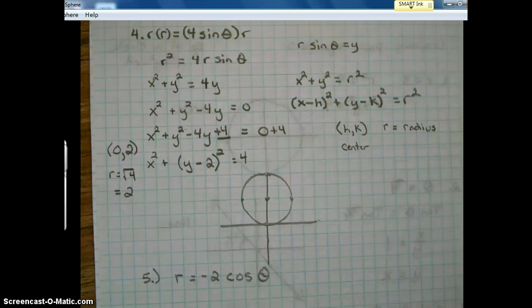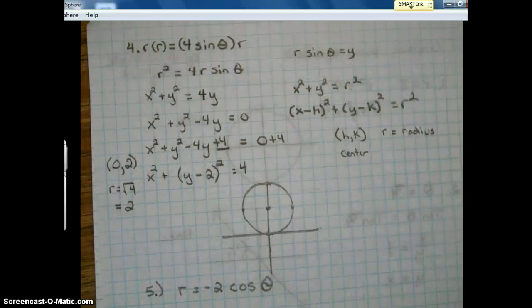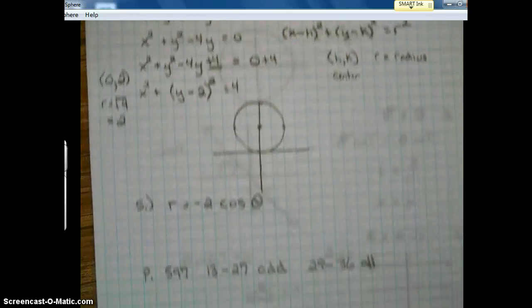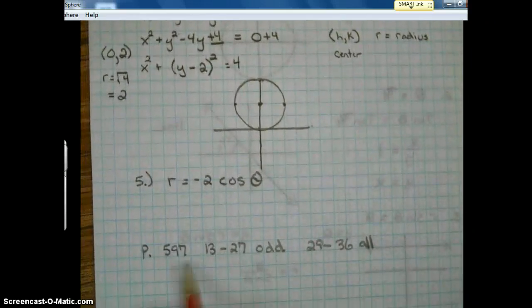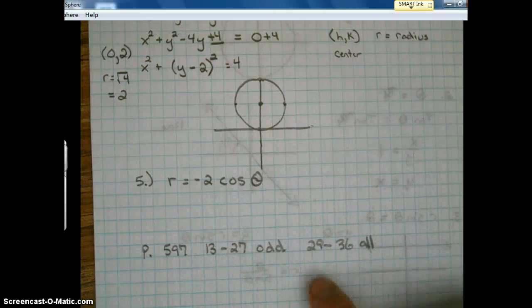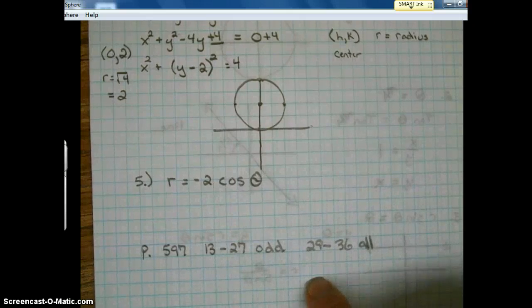Okay, finally, number 5. Here's one for you to do for your notes. So I'll be looking for 2 graphs from you tomorrow. And your assignment will be on page 597. You can read it for yourself. And this assignment will be due on Friday.